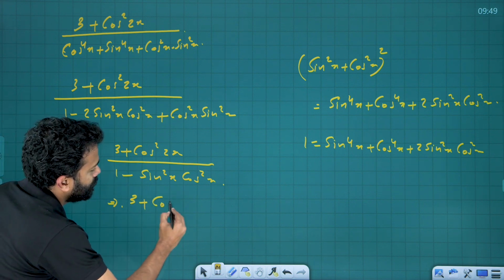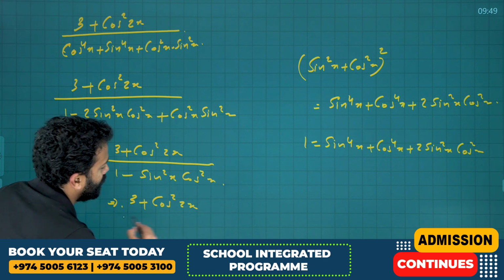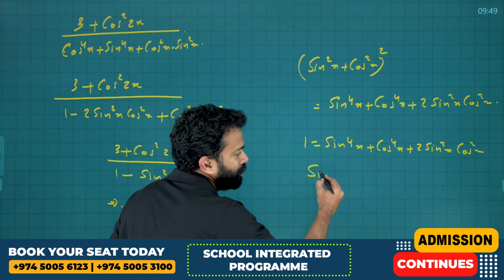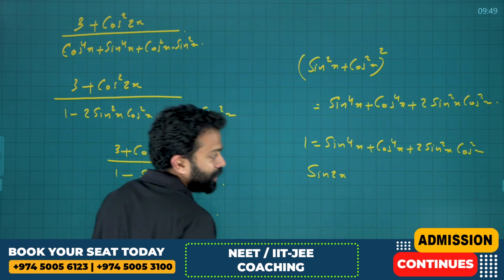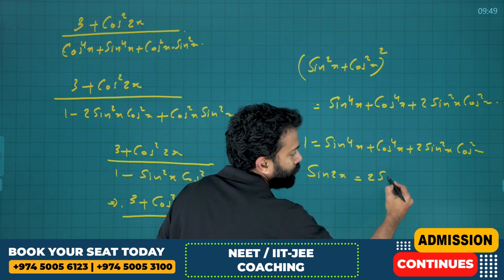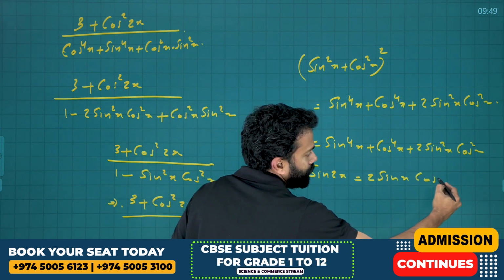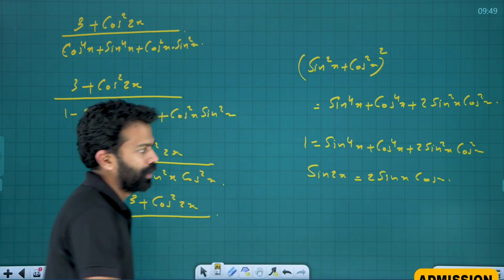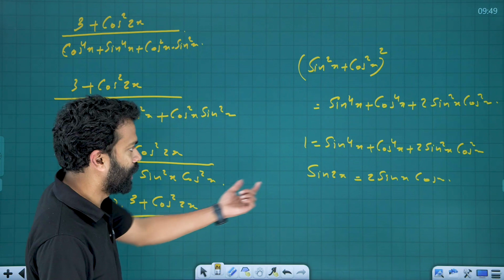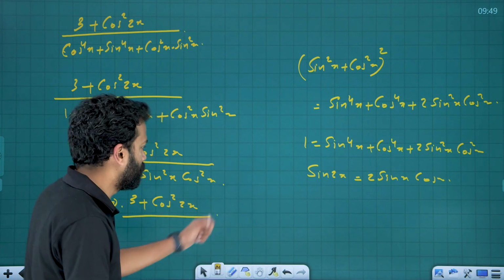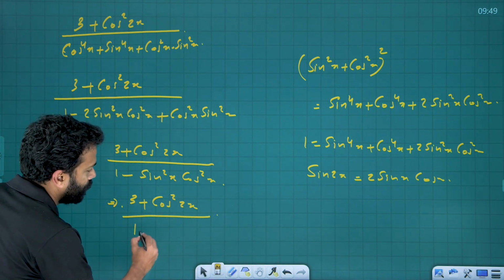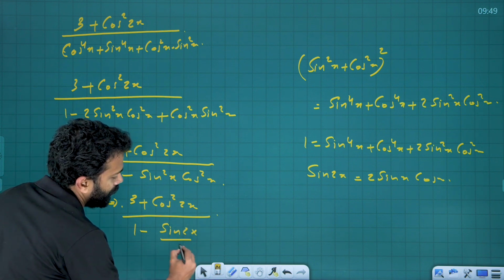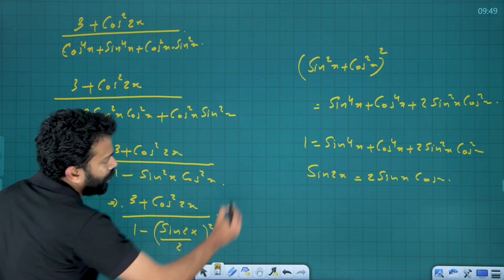That is 3 plus cos²2x divided by, see, what is the formula for sin 2x? We need to use another formula here. Sin 2x is equal to what? 2 sin x cos x. Then what is sin x cos x? Sin 2x by 2. I am going to substitute sin x cos x equal to sin 2x by 2 in this equation. Therefore, it becomes 1 minus sin 2x by 2 the whole square.